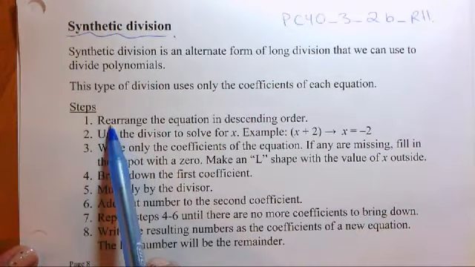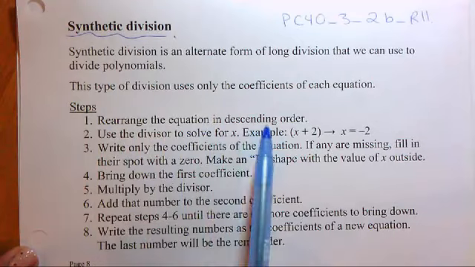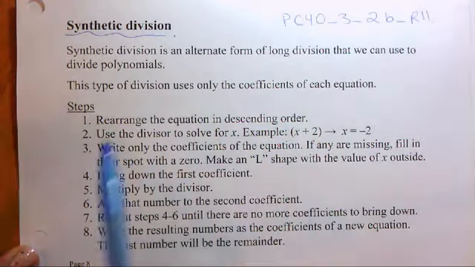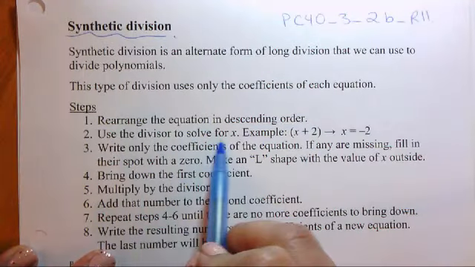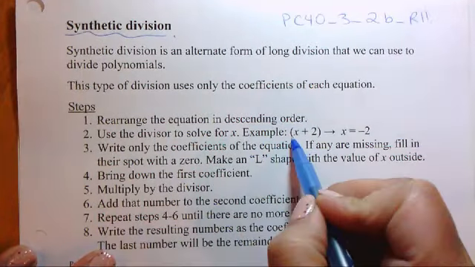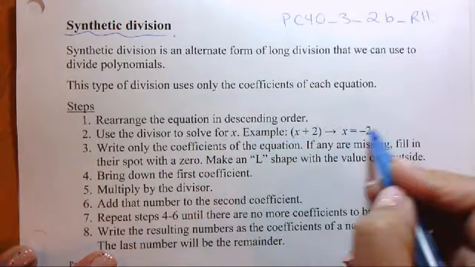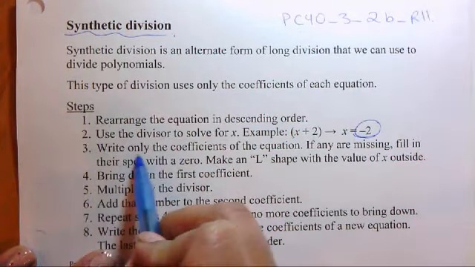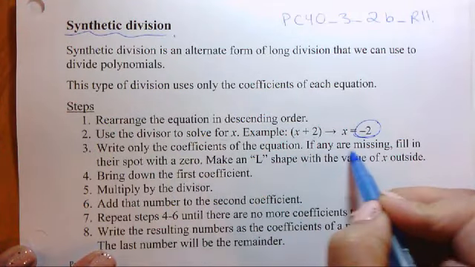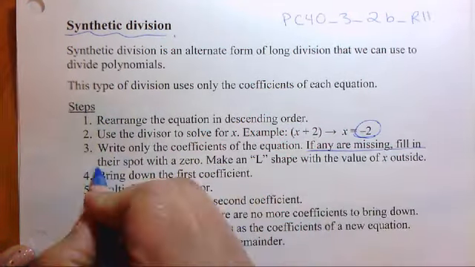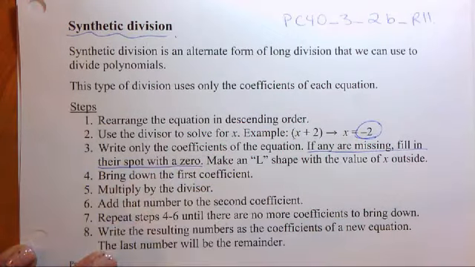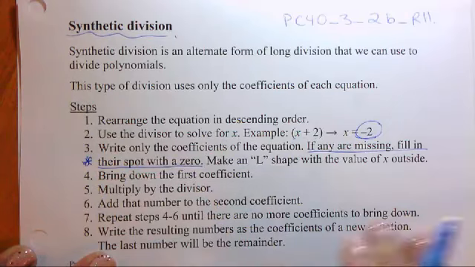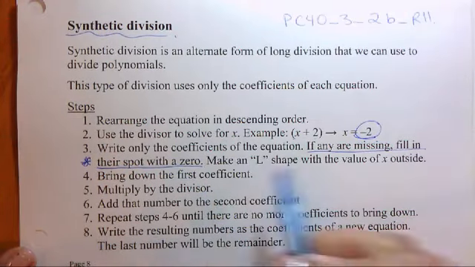The first step, just looking here, we're going to rearrange the equation in descending order. So that's by the powers of x that are there. We're going to use the divisor to solve for x. So, for example, if the divisor is x plus 2, we're going to use minus 2. And we're only going to write the coefficients of the equation. If any of them are missing, this is key, you put a 0 in that spot. That, I would say, is probably the most common error that happens.